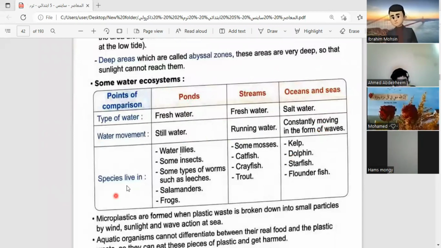Species that live in ponds include water lilies, some insects, some types of worms such as leeches, and also salamanders and frogs. Species that live in streams include some mosses, catfish, crayfish, and trout. All of these can live in streams. The last one, oceans and seas: kelp, dolphins, starfish, and flounder fish.